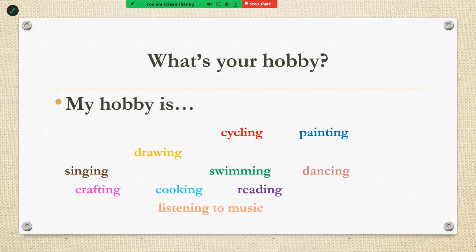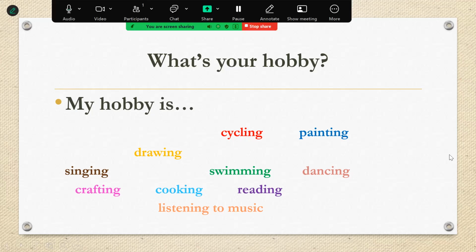Now let's speak about your hobby. What's your hobby? So you can say, my hobby is drawing, or my hobby is reading, my hobby is dancing. You can practice asking this question and answering it using this slide. Try to make short dialogues. What's your hobby? My hobby is drawing. What's your hobby? My hobby is cycling. Do it until you remember both phrases.